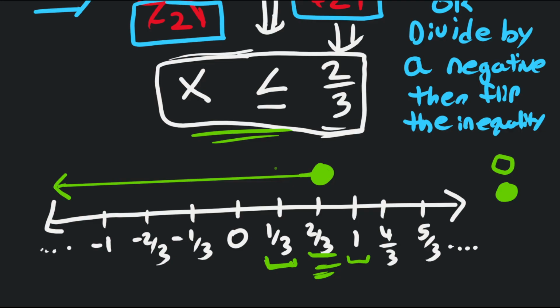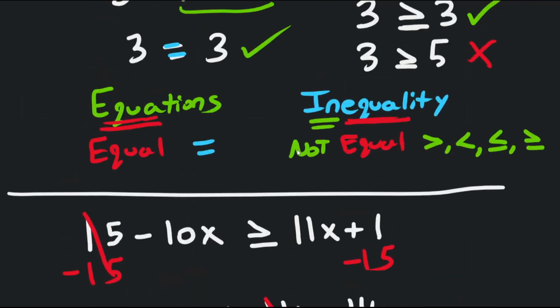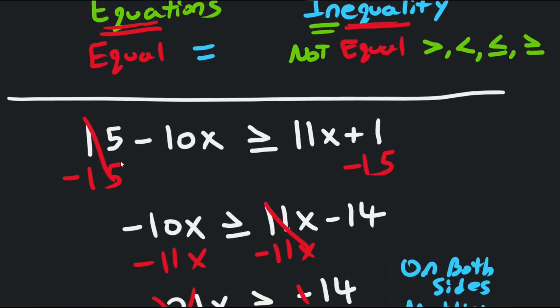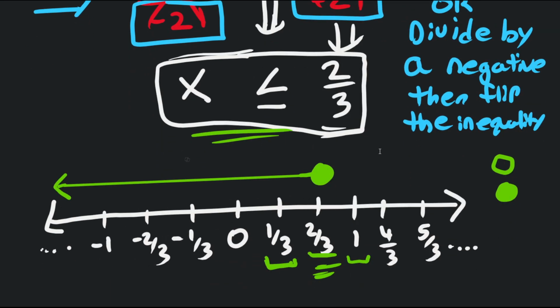And what this is supposed to represent is every number along this green arrow, so 1/3, 0, negative a third, negative 2/3, x can be any of these values anywhere along this arrow, and that will make our original inequality work. This right here, 15 minus 10x is greater than or equal to 11x plus 1. So that's how that works.